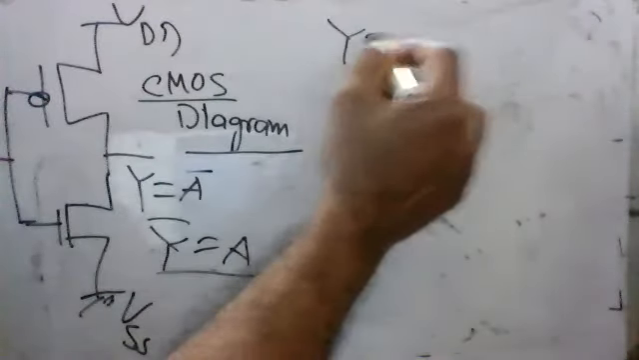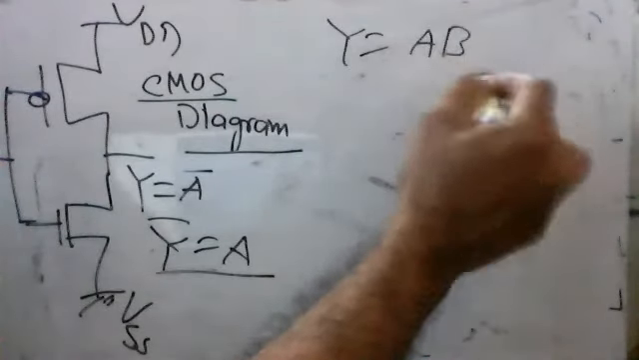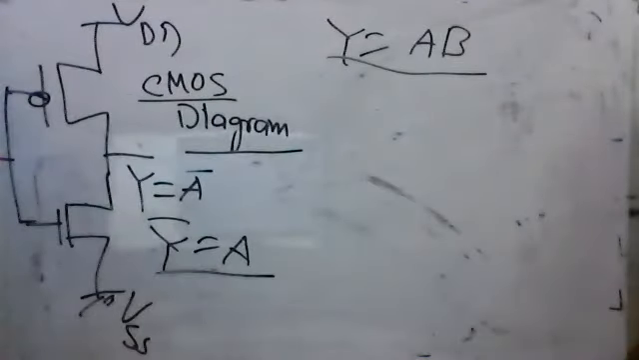But now we'll go to a complicated circuit. Let's say here, Y is equal to AB. What is the Boolean equation? This is for an AND gate, right? And if you look at here, there are two inputs, A and B. So if it's a two input, then we need two CMOS. Two CMOS means two NMOS and two PMOS, right?